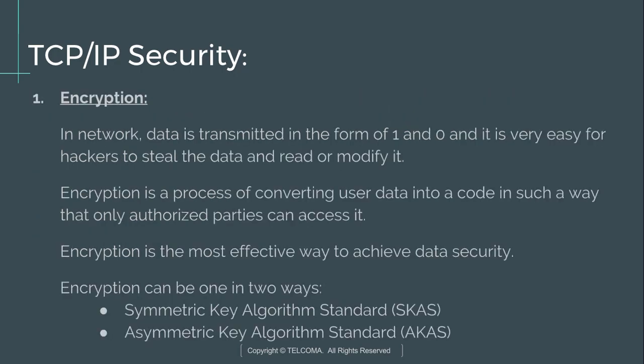First is encryption. Encryption is the process to convert user data into the form of codes. In a network, data is transmitted in the form of 1s and 0s, and it is very easy for a hacker to steal the data and read it or modify it. So encryption is a process of converting user data into a code in such a way that only an authorized party can access it. So encryption is the most effective way to achieve data security.